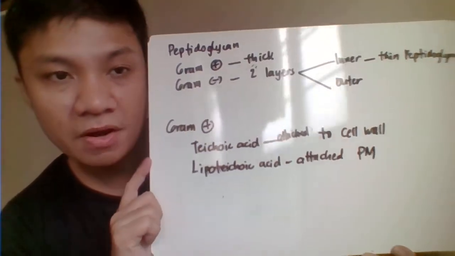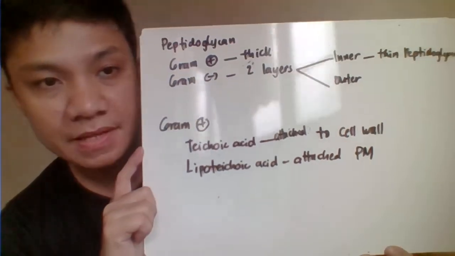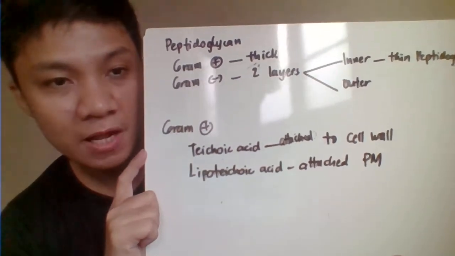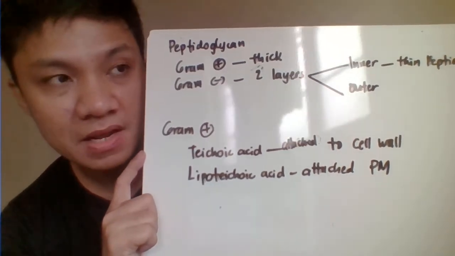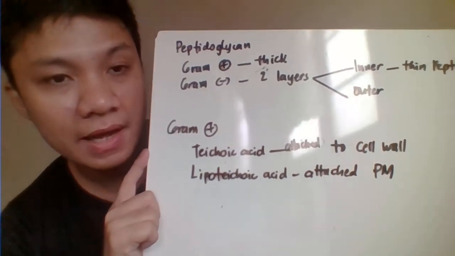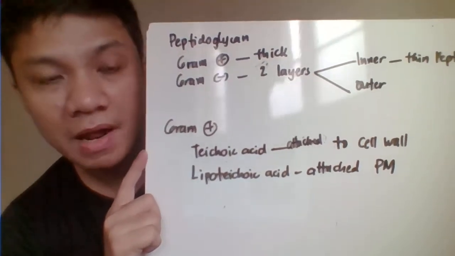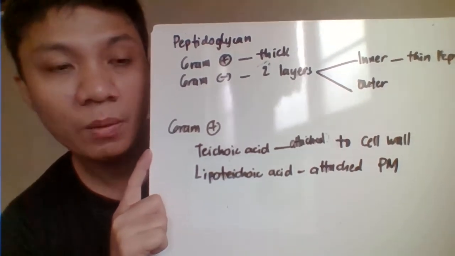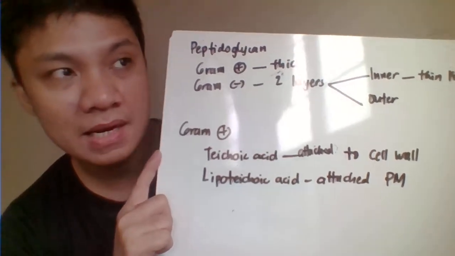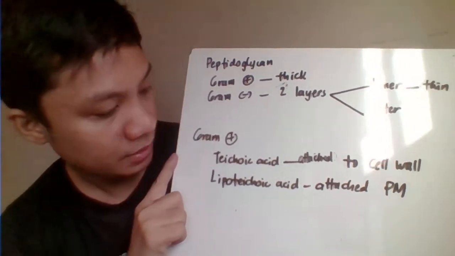Okay, so in terms of the peptidoglycan layer, comparing here the gram-positive and the gram-negative cell wall, the peptidoglycan layer of the gram-positive bacteria would have a very thick peptidoglycan layer. It's made up of only one layer. For the gram-negative, on the other hand, its cell wall is made up of two membranes. One is the inner membrane, primarily made up of a thin layer of the peptidoglycan.